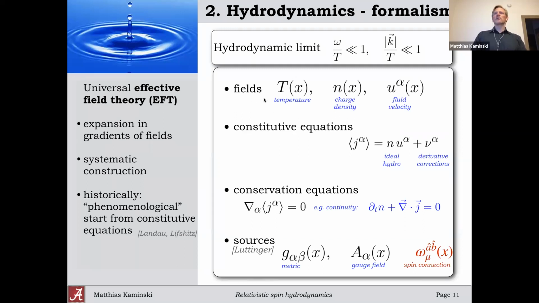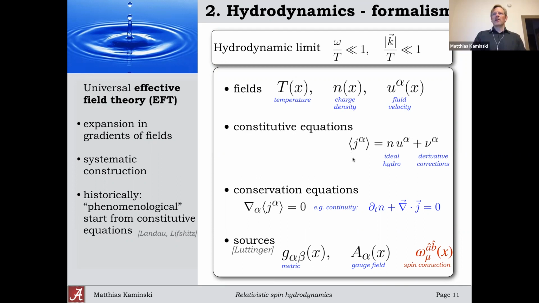What are the fields that we're interested in? So there's the temperature field, space-time dependent, the charge density, if we have a conserved charge. And there's the fluid velocity, which is also a field, a function of x. The constitutive equations, I'm just giving you the ideal current plus some derivative corrections. Just to have something on the slide as an example.